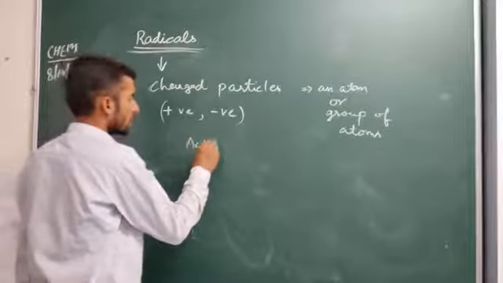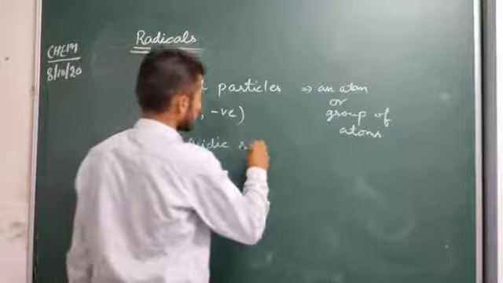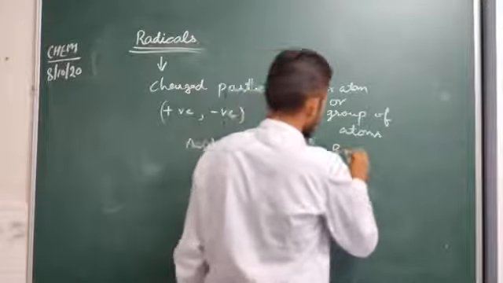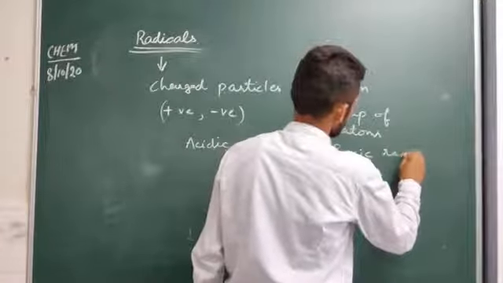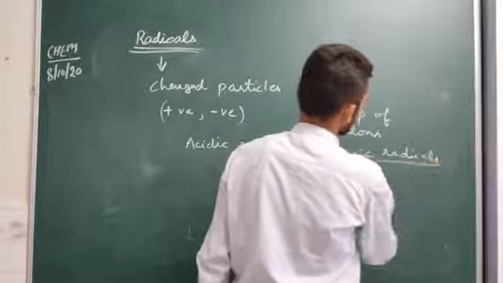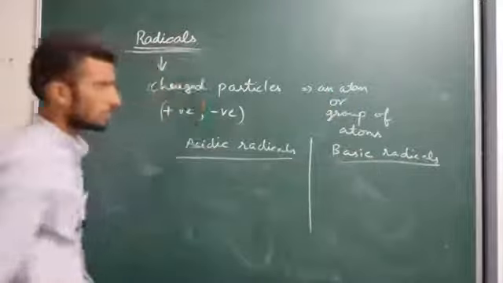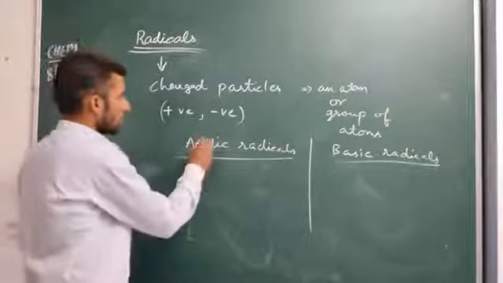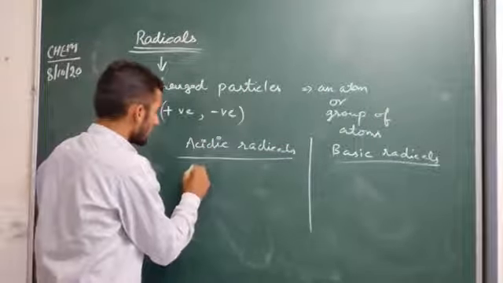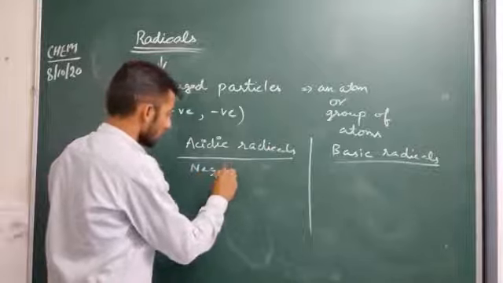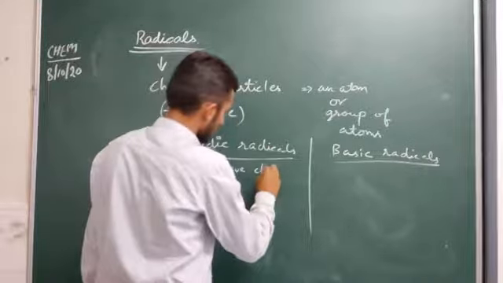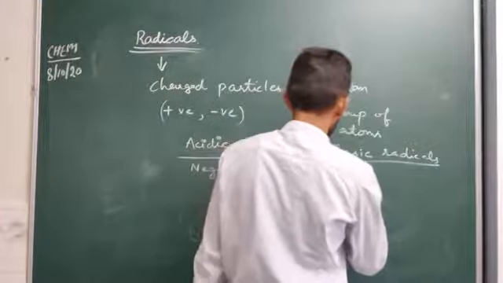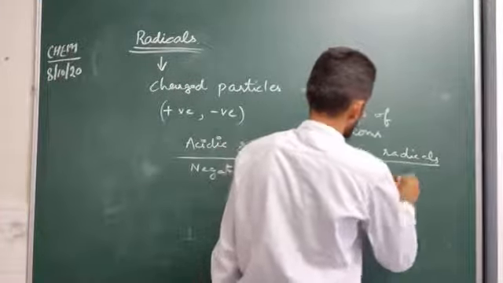One is known as acidic radicals, another one is known as basic radicals. Clear? Acidic and basic. Acidic radicals always carry negative charge, and basic radicals always carry positive charge.